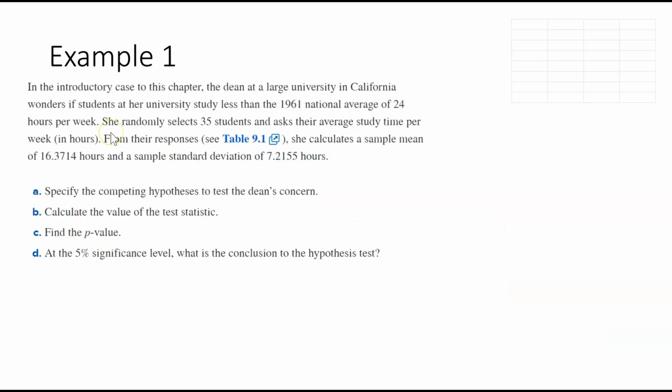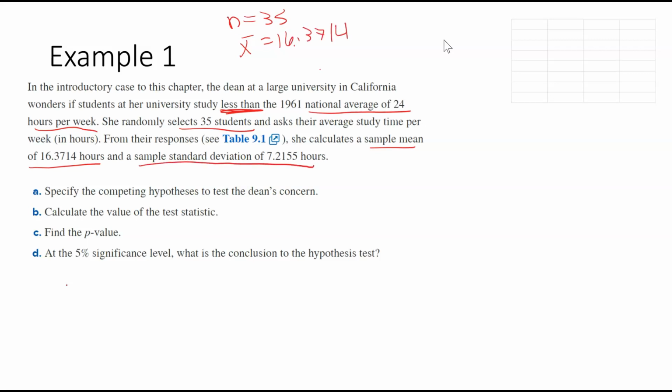So the dean at a large university wonders if the students at her university study less than the national average of 24 hours per week. So she wants to know less than, that's important too. She randomly selects 35 students, so we know n is 35, and asks their average study time. She calculates a sample mean, x bar, of 16.3714, and a sample standard deviation, not population, but sample, we still need it.